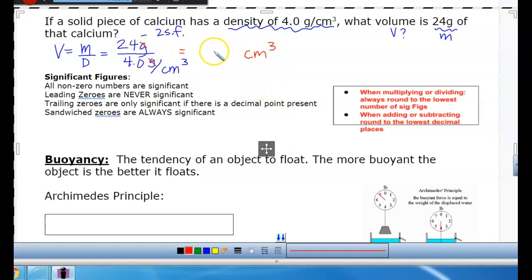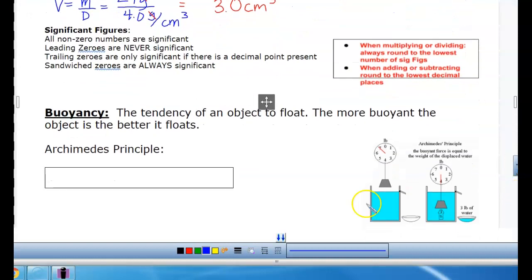But when I do this math, I get 3. But I'm supposed to show 2 significant figures, so I'm going to have to show this as 3.0 to show my significant figures. Remembering those rules is always important, so I have provided here the rules for significant figures in this particular part of your notes, so you have those again.